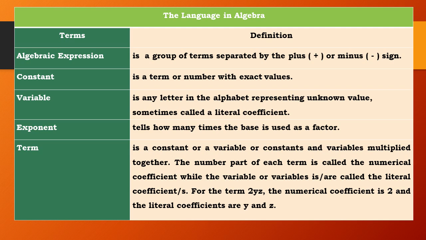Let's define what is term. A term is a constant or a variable or constants and variables multiplied together. The number part of each term is called the numerical coefficient, while the variable or variables are called the literal coefficients. For the term 2x or 2yz, the numerical coefficient is 2, and the literal coefficients are y and z. When we talk about numerical coefficient, that is a number. When we talk about literal coefficient, that is a variable.